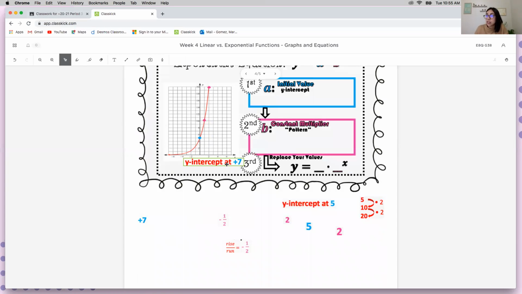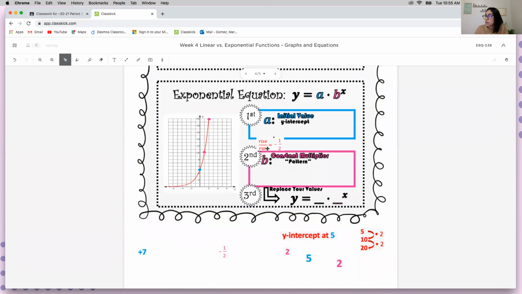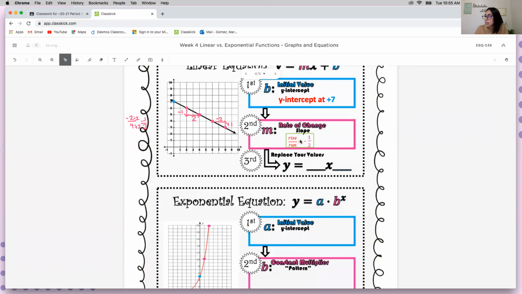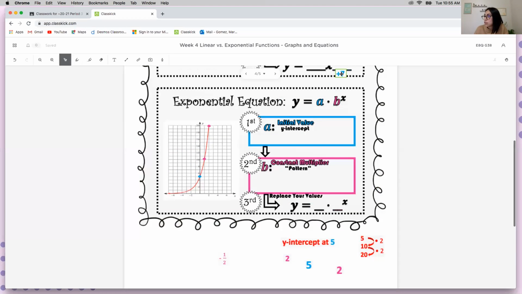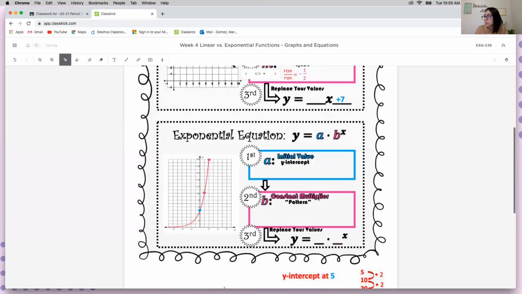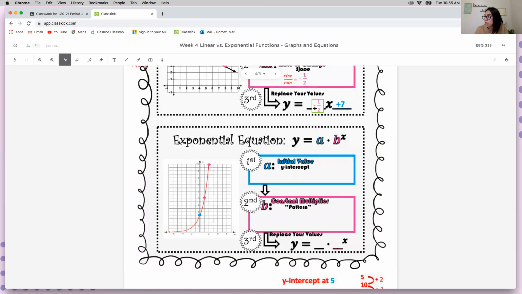Just prepares us for when we don't have dots close to each other. Our y-intercept is at positive 7. Our slope, rise over run, is equal to -1/2. And your values, first step, put in your y-intercept in the back. That's a +7. Second step, put in your fraction right next to the x.